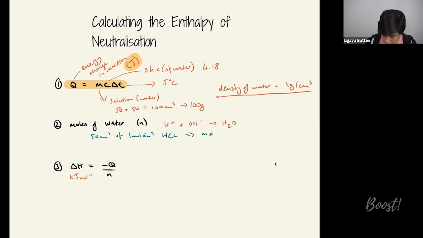Moles equals volume times concentration. So we would do volume, which is 50 divided by 1,000, because we had 50 centimetres cubed, we have to convert to decimeters cubed, times by the concentration, which was 1. So that gives us 0.050 moles, or 0.05 moles.